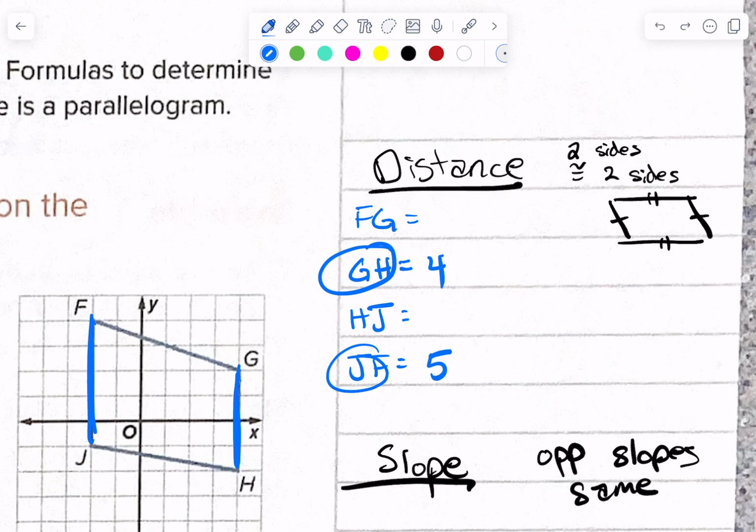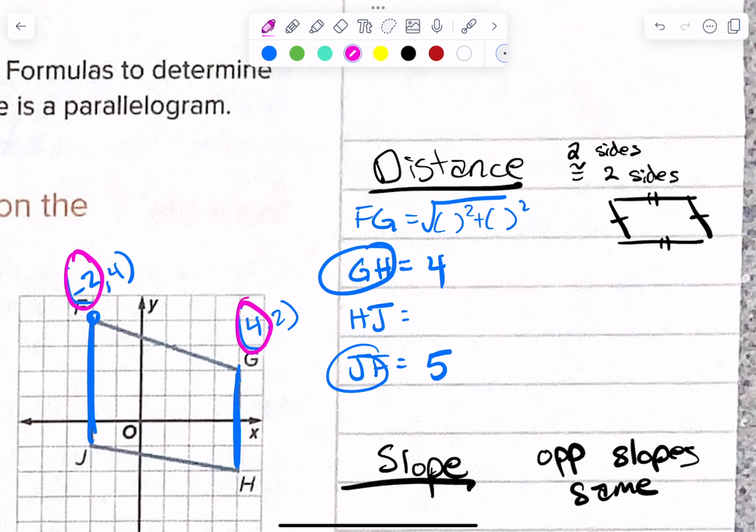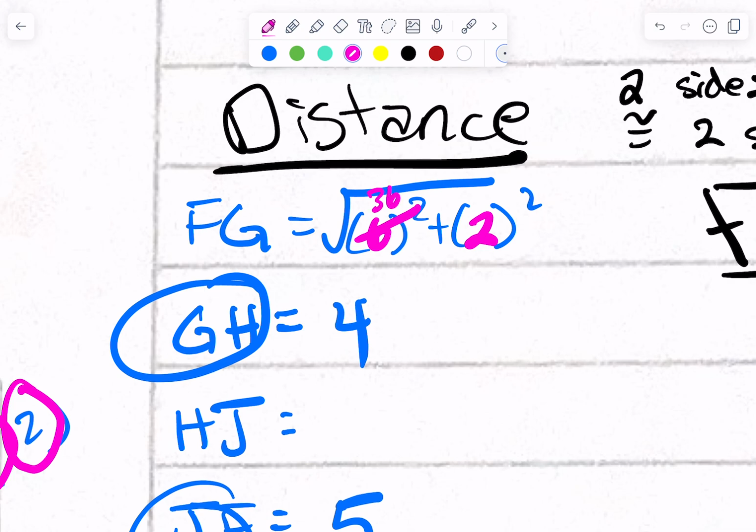Okay, but let's do the other distances. So FG, let's figure out what the distance of those guys is. This is at negative 2, 4. This guy is at 4, 2. All right, so for distance, how far apart is negative 2 and 4? 6. And 4 and 2 is 2. 6 squared is 36. 2 squared is 4. This is the square root of 40, whatever that comes out to be. So that's one of the sides.